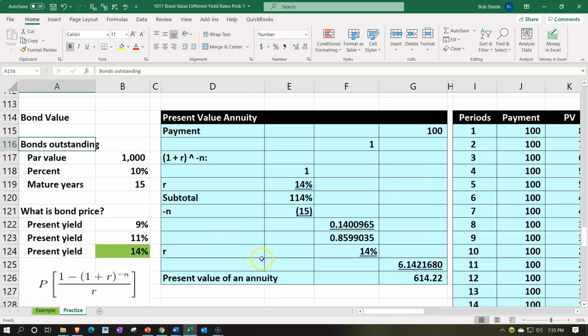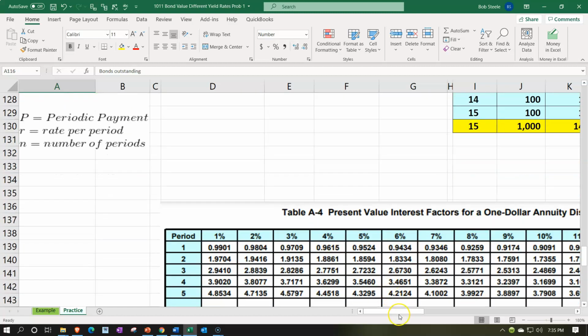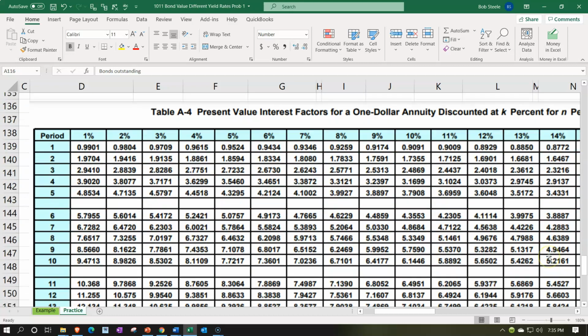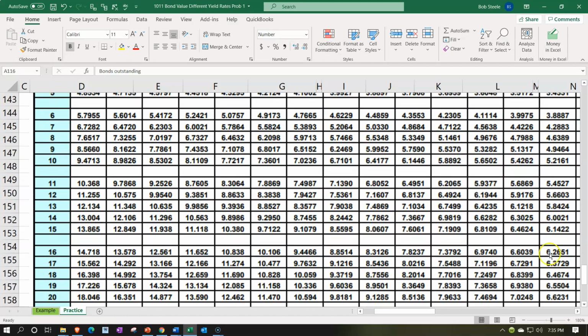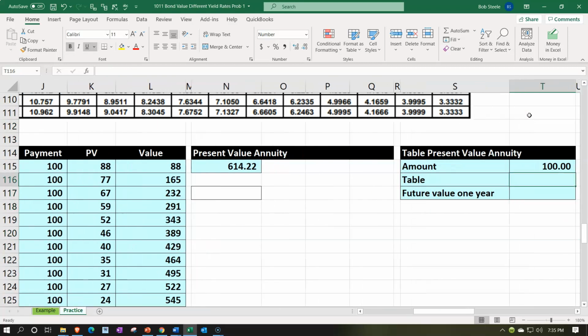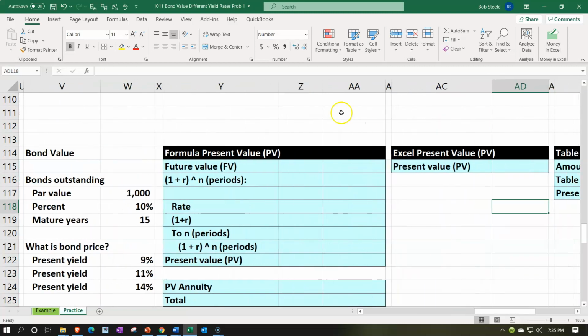But in any case, the tables, we're looking 14 and 15 periods. 14%, 15 periods, making sure we got the proper table. And we're looking 14%, which is way out here. 15 periods, which is way down here. 6.1422. Multiplying that out, 100 times 6.1422, 614.22, makes sense.